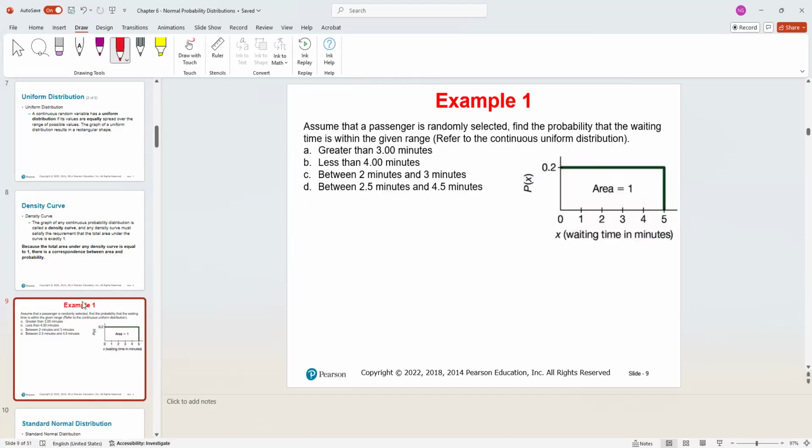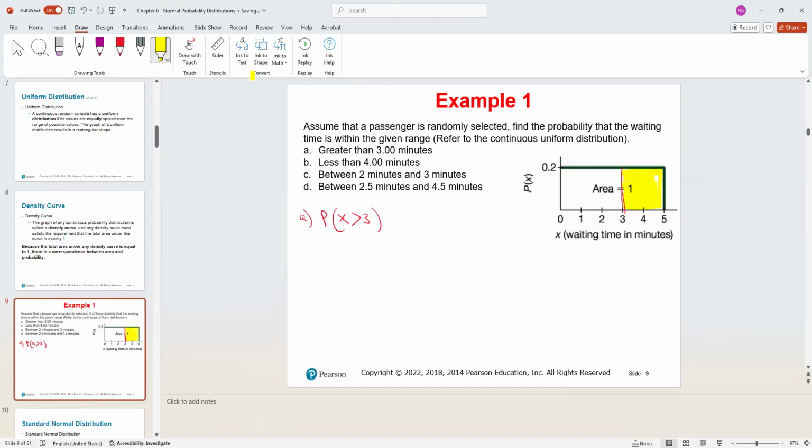So we want the probability that x is greater than 3. Remember, this is 3, and greater than 3 is here, right? So what is greater than 3 is that part. Okay, what is the length?